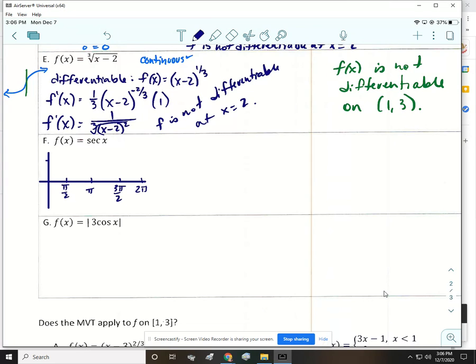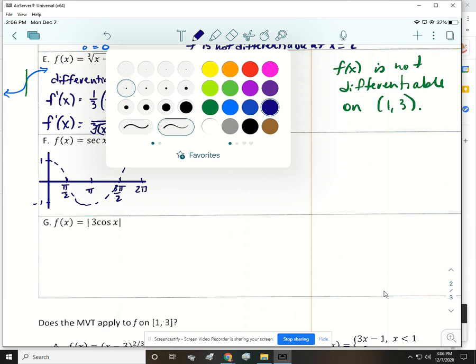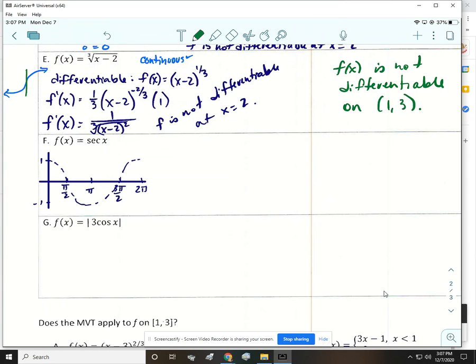And the cosine graph starts up at 1, comes down, and then back up. All right. So for the secant, where the cosine is equal to 0, you have vertical asymptotes. The secant would not be defined there because the reciprocal of 0 is undefined. So this green one is the graph of the secant.